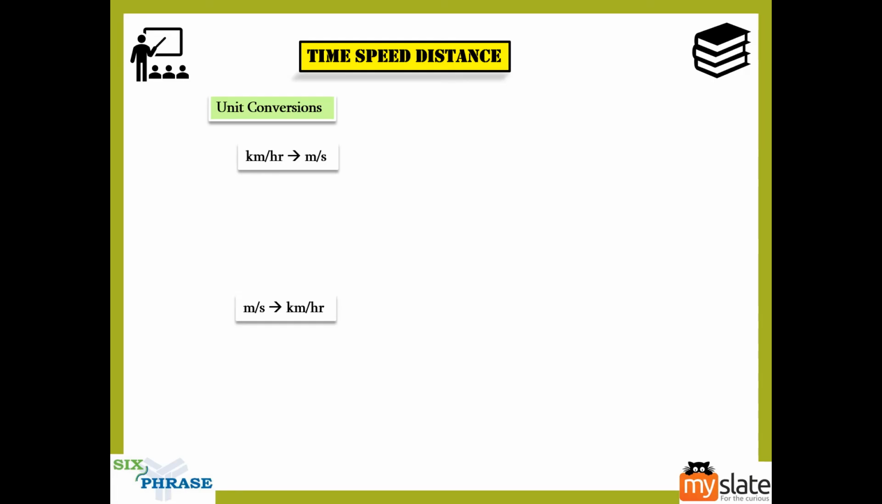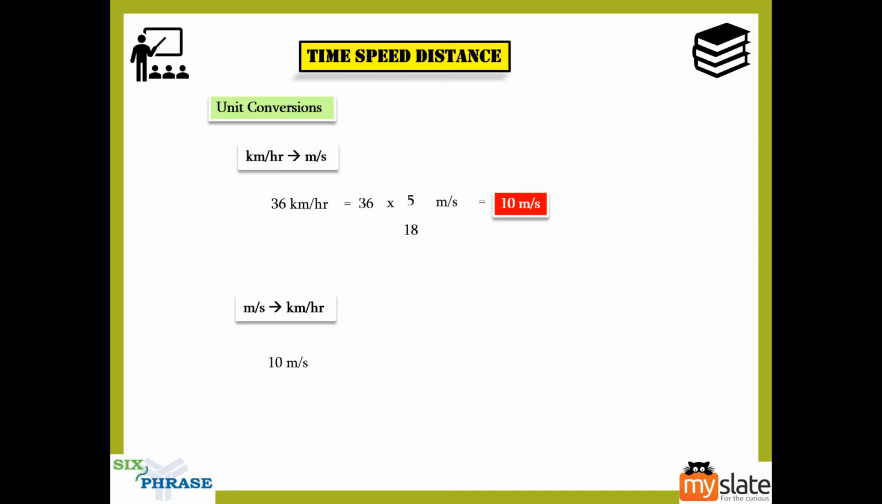Whenever you need to convert from kilometer per hour to meters per second, you have to multiply it by 5 by 18. So 36 kilometers per hour, if you multiply it by 5 by 18, becomes 10 meters per second. This 18 is 2 times, right? So 2 into 5 will be 10 meters per second. So if you take this and multiply it by 5 by 18, you will get meters per second, right?